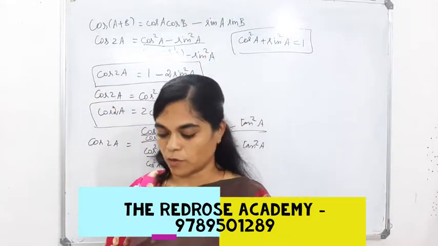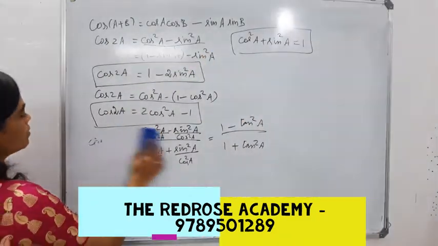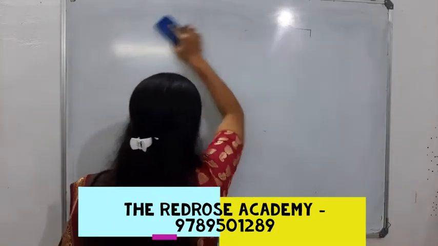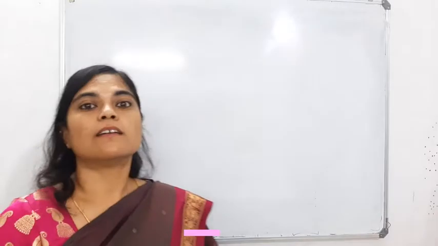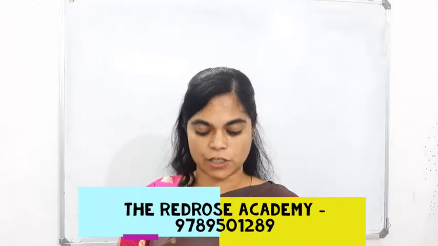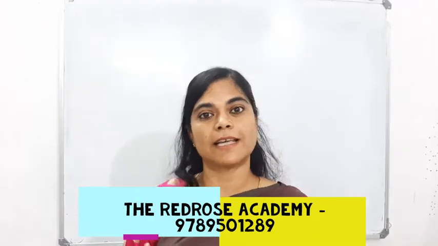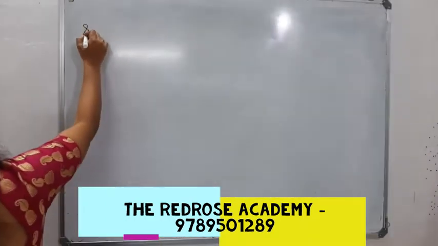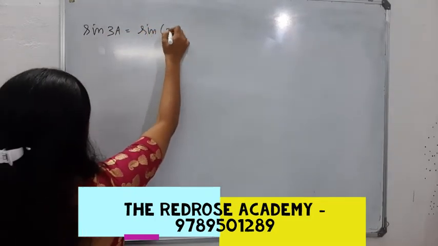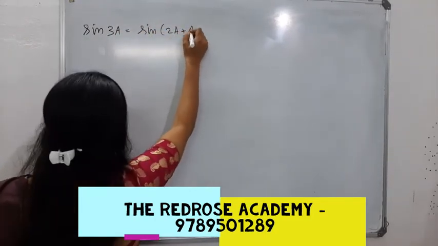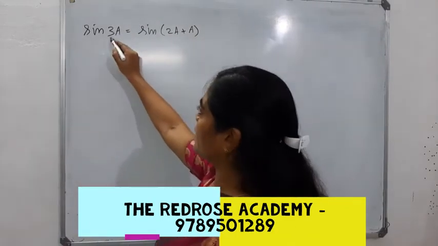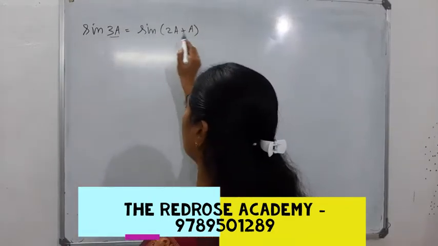Likewise, we are now going to derive cos 3A also, sin 3A, everything. After sin 2A, we will see sin 3A also. So what is sin 3A? Sin 3A can be written as sin of 2A plus A. We can split 3A as 2A plus A.